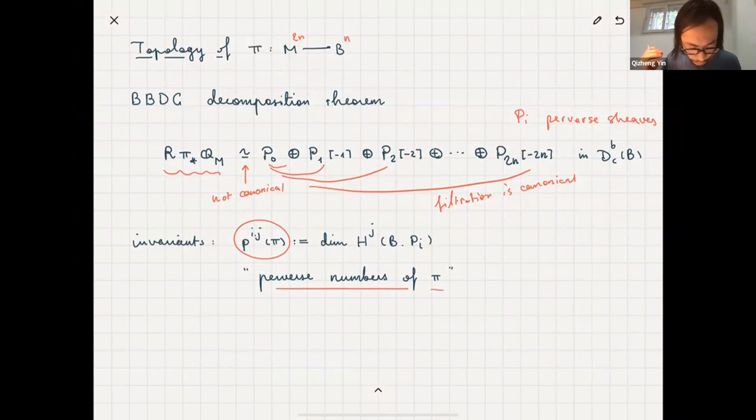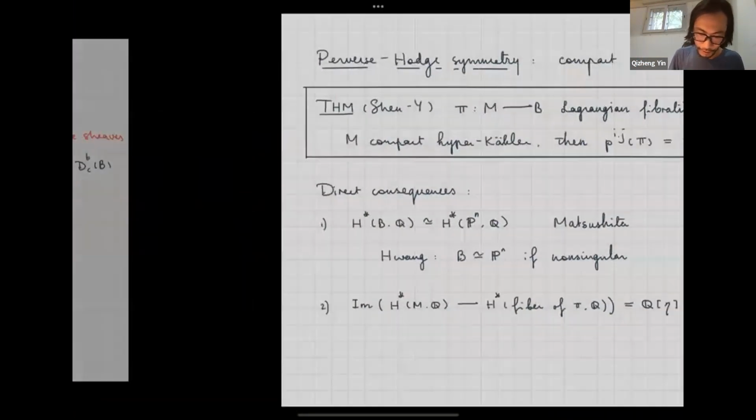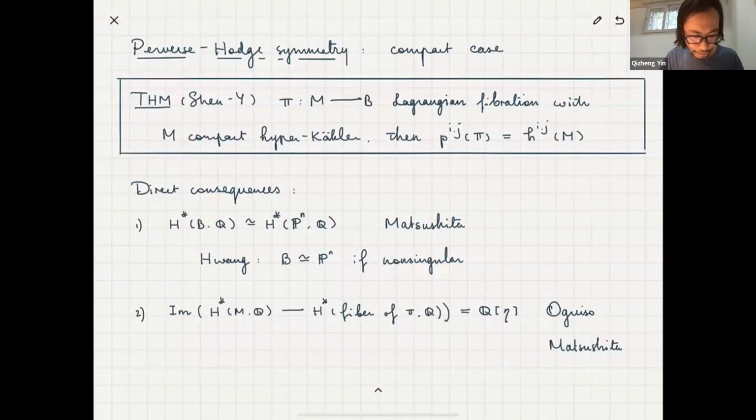So one has to remember that these are topological numbers, and this concerns the topology of this fibration pi, so that it's naturally associated with the map pi. So this is the topological side. Of course, then there's the Hodge side, and the nice numerical invariants that we should remember are usually the Hodge numbers. And here's the prototype for the so-called perverse Hodge symmetry.